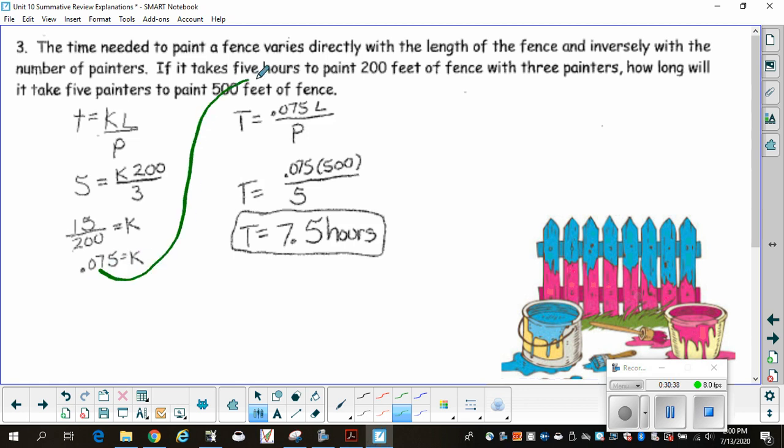You're going to take the value of K and plug it in. You now know that you have 5 painters. Okay, there's the 5. Painting 500 feet, well, that's going to take 7.5 hours. You simply multiply 0.075 times 500.